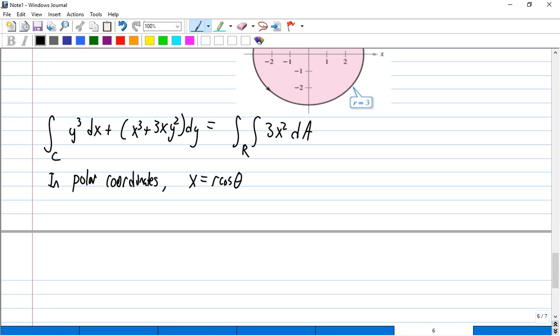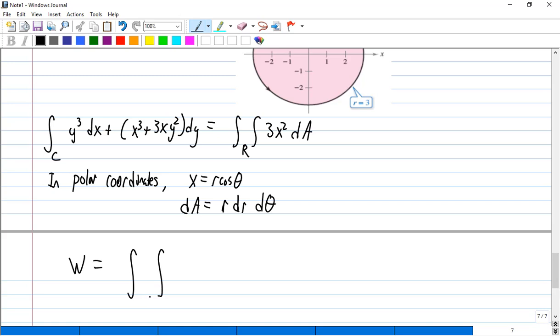What is dA equal to? No, we don't have any y's and x's anymore. r dr d theta. All right. So what we're going to do is say our work is now equal to the double integral over the region, where we'll put in our boundaries. Instead of dy dx, our dA is r dr d theta.